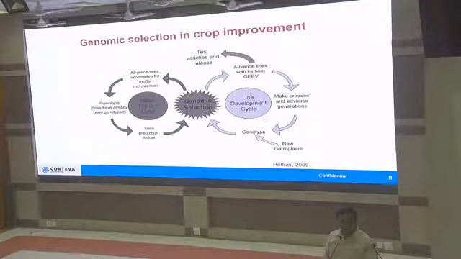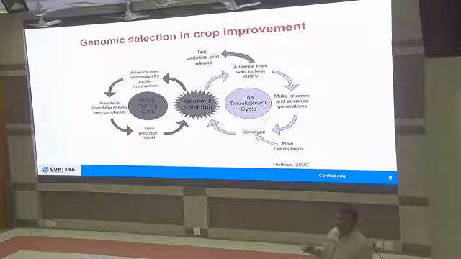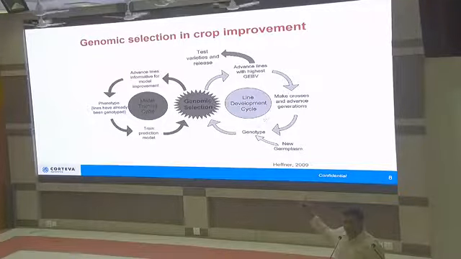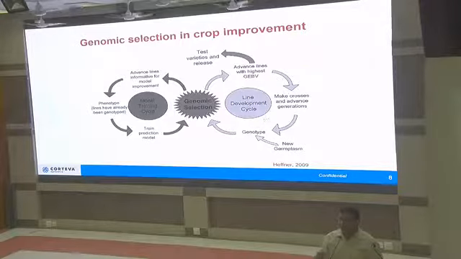So in genomic selection, you need to develop the training population, and you have the test population. You develop the training model, then you put all the testing material into the training model and estimate the effects and the GEBV values, select the individuals and move on.